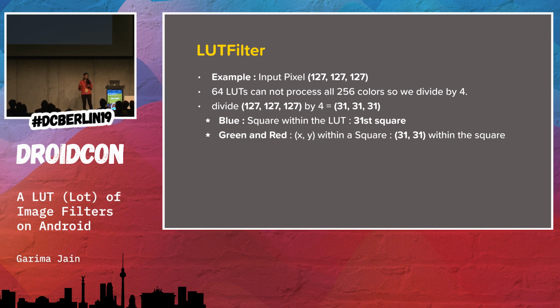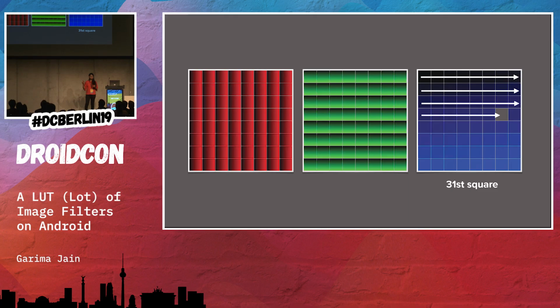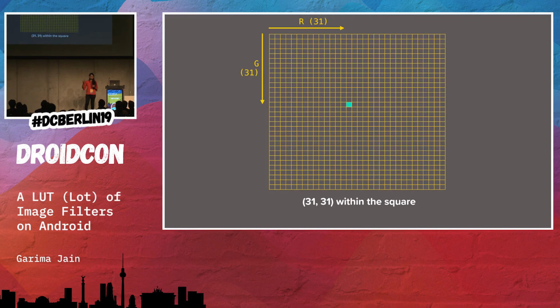So we have an input pixel that is 127, 127, 127. 64 LUTs cannot process all 256 colors, so we need to divide the input pixel by 4. We divide it by 4, we get 31, 31, 31. In order to find which square to pick, we take the blue value, that is the 31st. And within that square, we need to go to the 31, 31 x and y position. So we get the 31st square, and within that square, we get 31, 31.